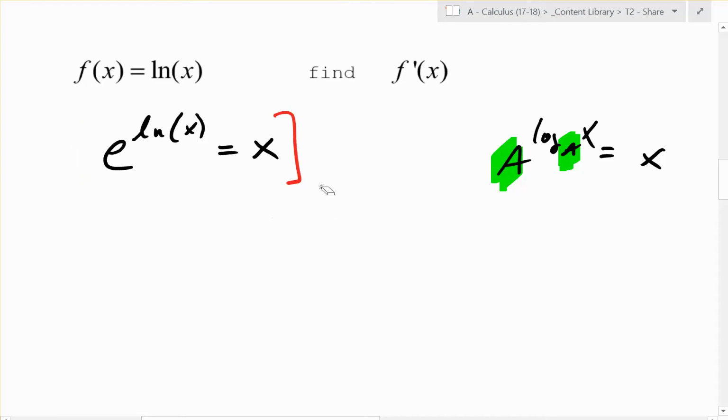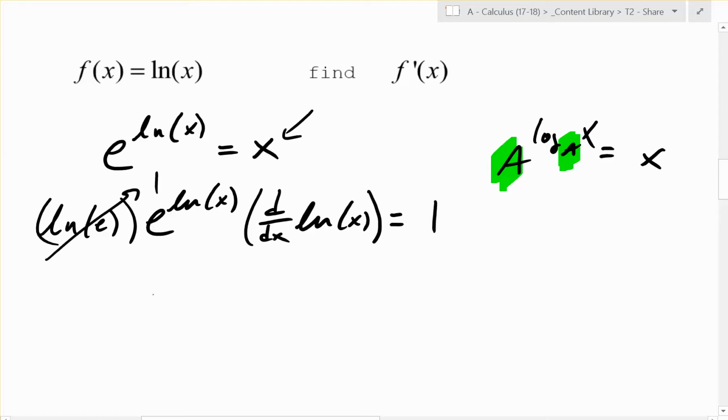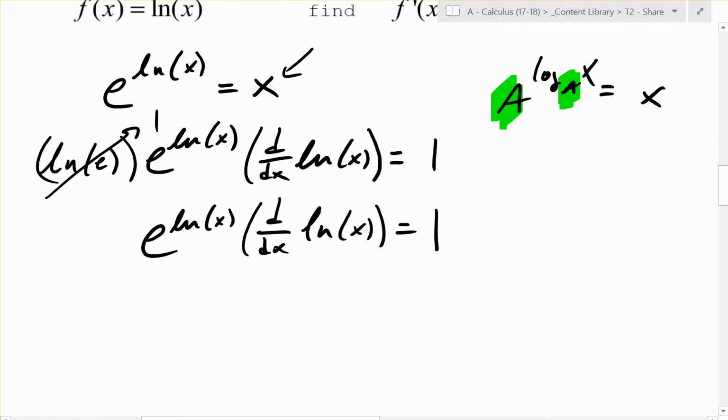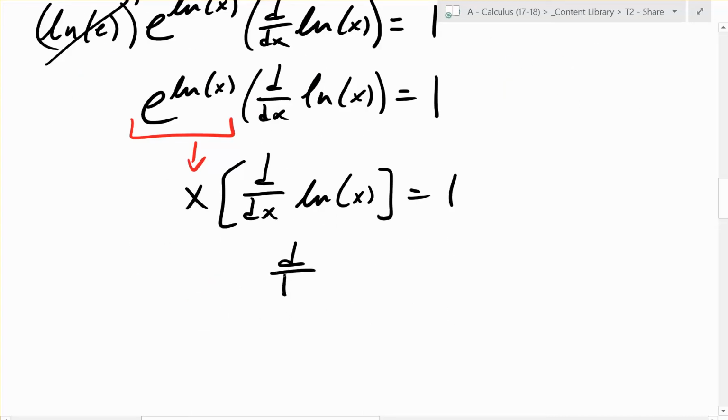And then you're going to take the derivative with respect to x of both sides. So it's going to be ln of e, which we know is 1, times e to the ln x, times, because of the chain rule, the derivative of ln x, because that's in the exponent. The derivative of just x is 1. So if we clean it up a little bit, we have e to the ln x times d dx of ln x is equal to 1. Well, we know from our original statement e to the ln x equals x. So x times d dx of ln x is equal to 1. So this tells us that d dx, the derivative of ln x, is equal to 1 over x.